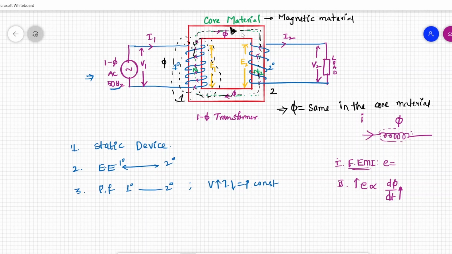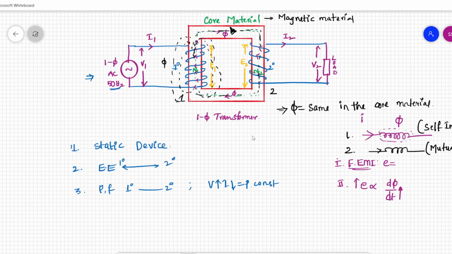So the flux from the primary coil links with the secondary coil here. Initially there was a flux in the primary coil, which is called self-induction or self-inductance. Now this flux in the primary coil is cutting the secondary coil. This is called mutual inductance. Due to the current in one coil, there is a flux in another coil. This is called mutual inductance.